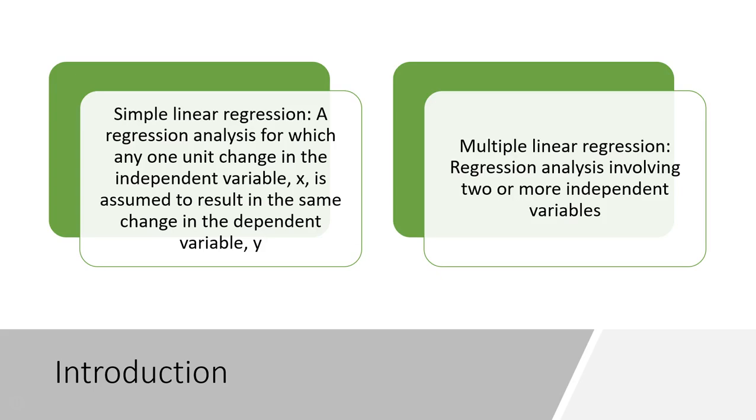So with a simple linear regression, we have basically y equals mx plus b. You've probably seen this equation many times before. And basically that slope value means that any one unit change in the independent variable x is going to be assumed to have the same amount of change in our dependent variable, or y. We can also have multiple linear regression, where we can have two or more independent variables.